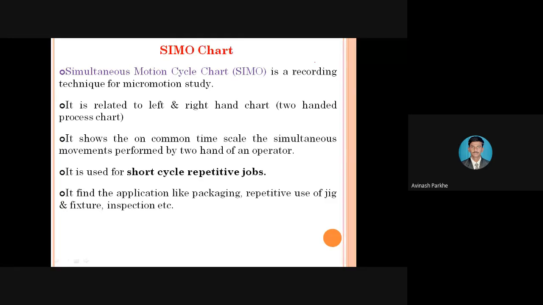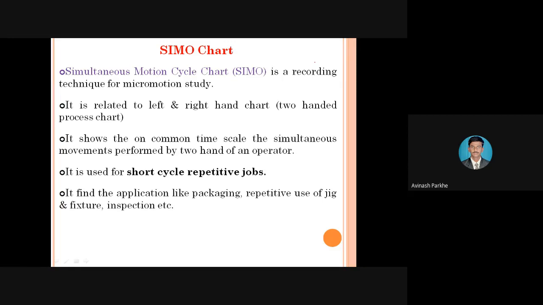Whatever big task is there, we are going to divide into a number of tasks. For example, if we are doing the operation on the lathe machine, that is a single task. But within that single task, sometimes we are holding the jaw, sometimes holding the tool, sometimes working on the tool post. So many activities we are doing on that lathe machine, and we have to record each and every activity.